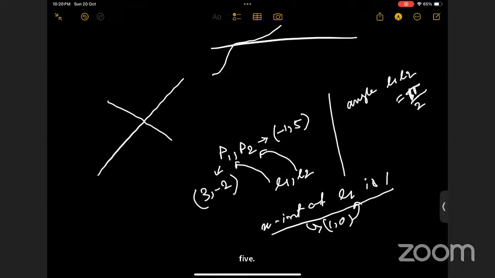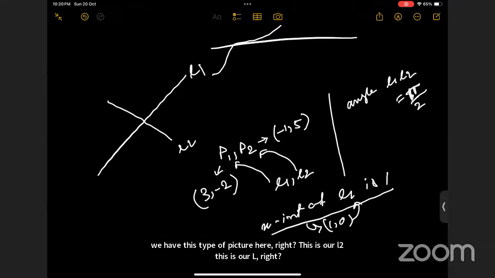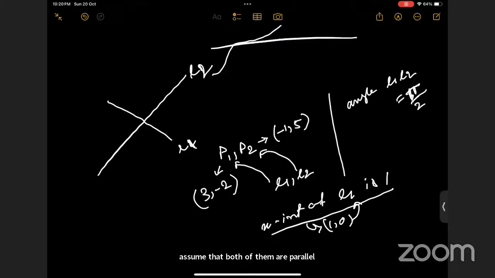So we have this type of picture here, right? This is our L2, this is our L1. Since we are given this angle, we can directly assume that they are perpendicular. We can calculate the equation of L1 with the help of these two points. Let us suppose this intersection point as (A, B). Then using the help of (A, B) and P2, you can also calculate the equation of L2.